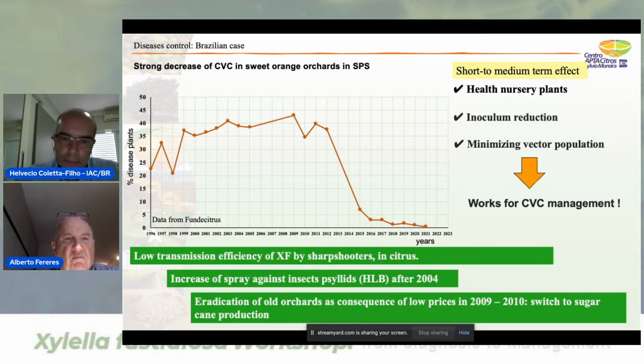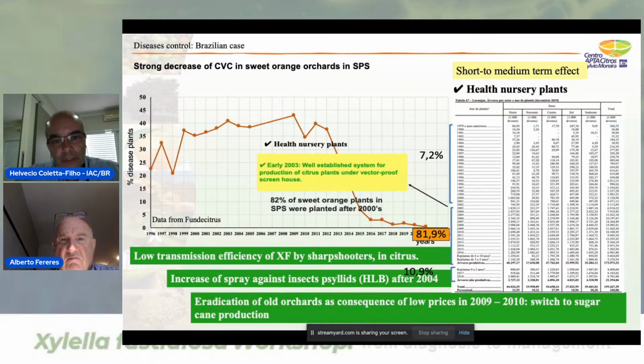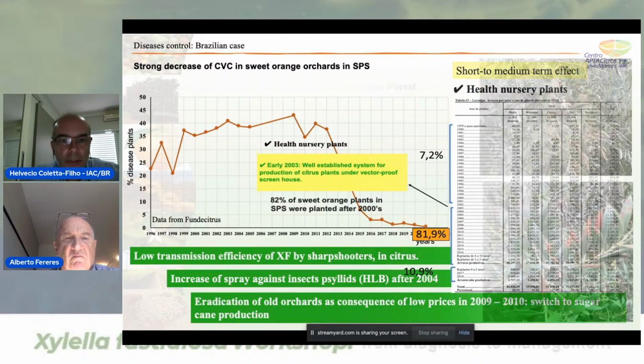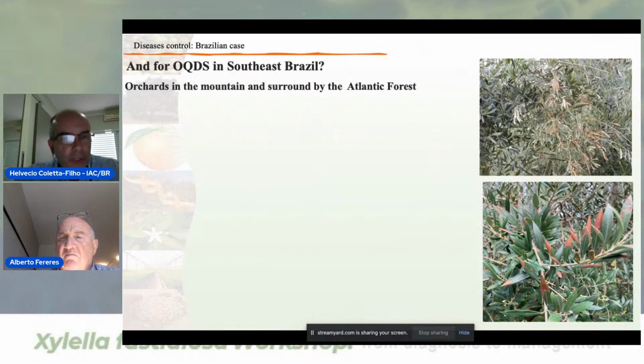And also, just emphasizing that almost 82% of the orchards nowadays were planted from nursery plants produced under screenhouse. So that was the evidence I would like to show you about what's going on with CVC in São Paulo State, the great reduction of the disease.